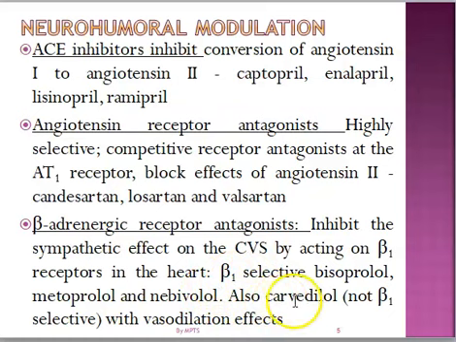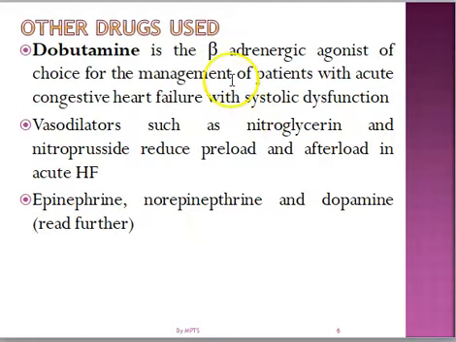However, also carvedilol, which is also used. Carvedilol, of course, we know carvedilol has both beta and alpha effects because of their vasodilation effects. Dobutamine, which is a beta adrenergic agonist, is also used. Nitroglycerin, all the vasodilators can also be used. Epinephrine and norepinephrine, because these ones we know they are non-selective, and these ones are used only in emergencies.